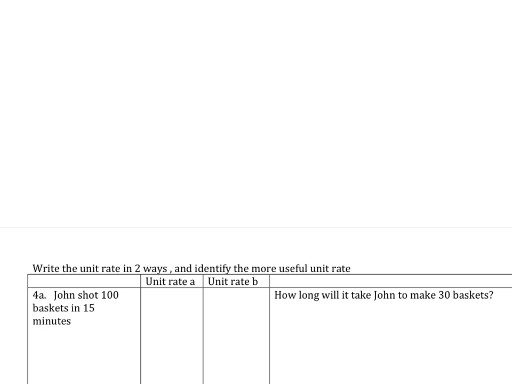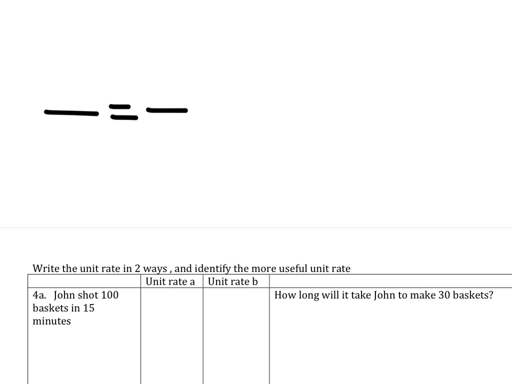We need to write the unit rate in two ways, and we'll identify the most useful unit rate, which would be the one with the dependent variable in the numerator and the independent variable in the denominator. But first, we need to set up our proportion by setting up two fractions that are equal, because that's kind of what a proportion is.